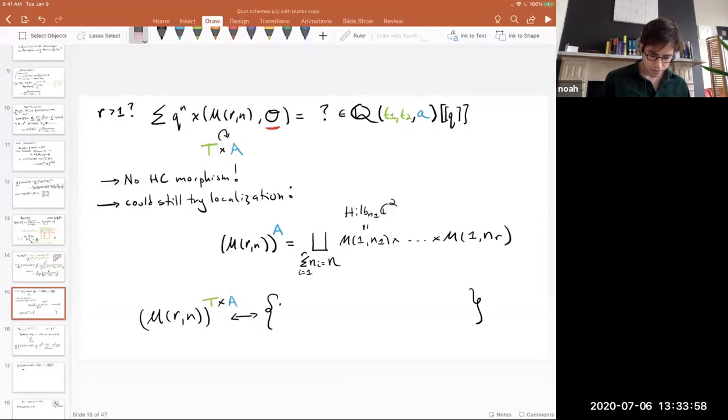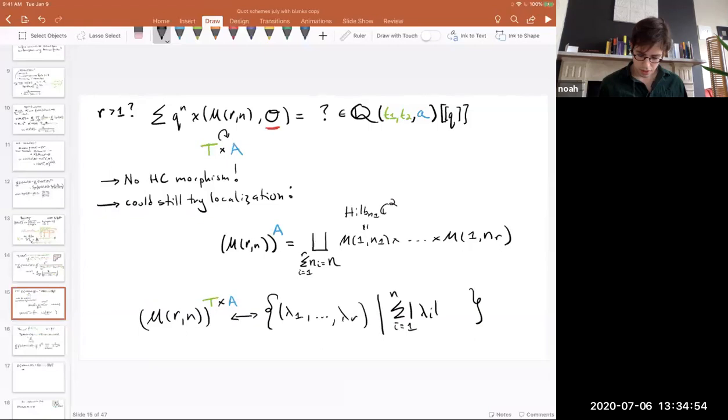So the first thing we need to do localization is some description of the fixed points. Now we have this new torus A acting. If I look at the fixed points of the instanton moduli space with respect to this torus A, then the fixed points break up as a bunch of copies of Hilbert schemes, R copies whose total number of points adds up to the second Chern class of the sheaf I want. And if I then look at the points in this product that are fixed by T, I just get R-tuples of partitions. The condition that my second Chern class is N translates to the statement that the total number of boxes in all R of these partitions is equal to N.